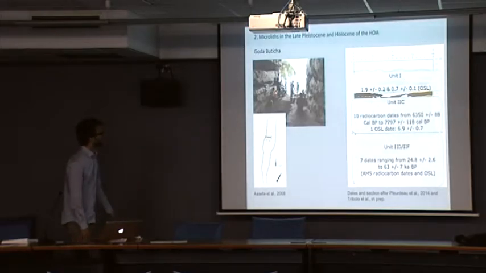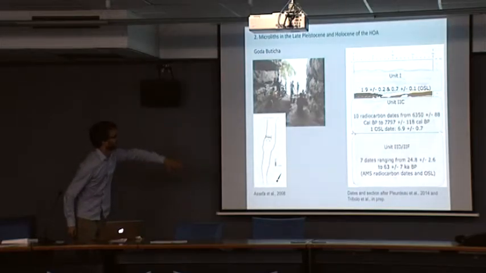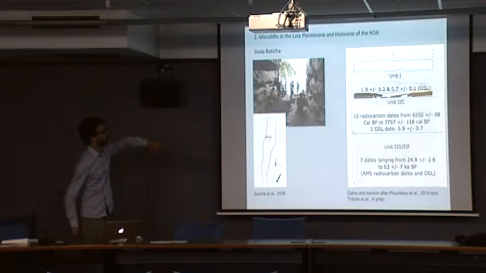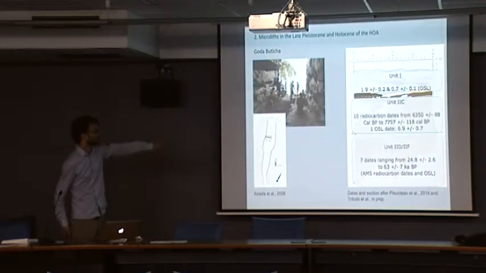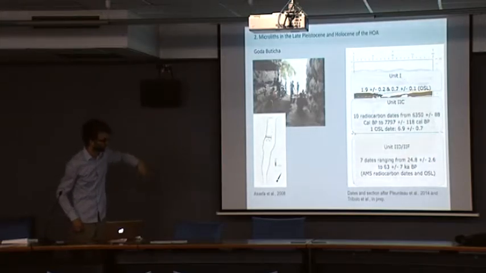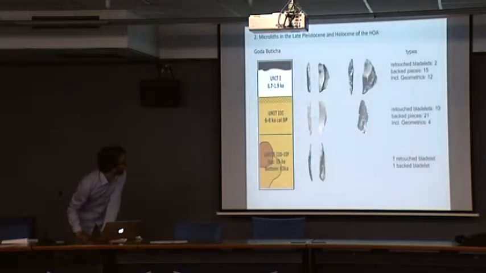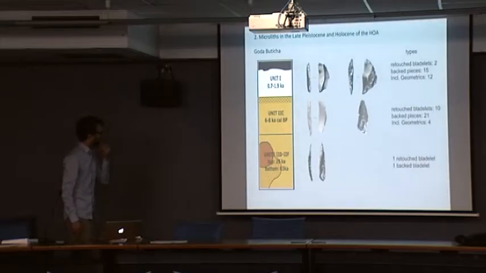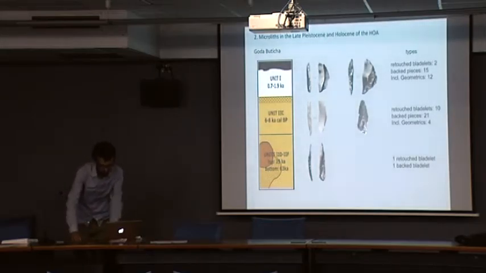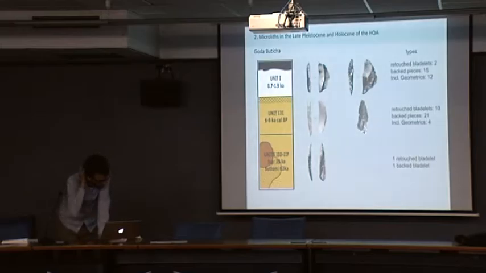This is work conducted by Alice on the Goda Buticha shelter at the edge of the Somali plateau in eastern Ethiopia. To summarize, the filling of the shelter was divided in three main units, one dated between 63 and 25, one between 8,000 and 6,000, and one very recent. You have this here. And again, there were almost no microliths in the oldest deposits. And they have a large share in the much younger Holocene deposits.